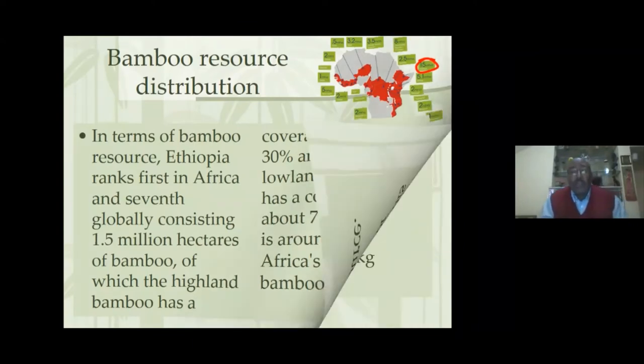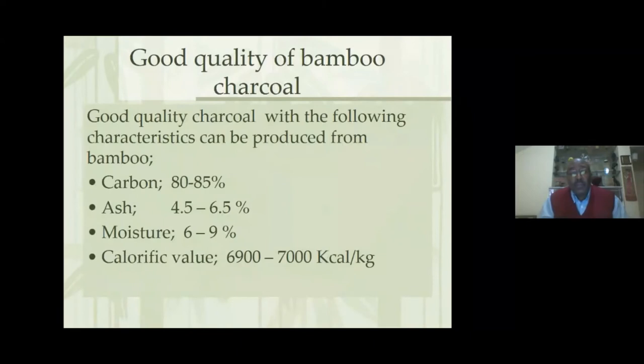Good quality bamboo charcoal. Good quality charcoal has the following characteristics when produced from bamboo. Carbon: 80 to 85%. Ash: 4.5 to 6.5%. Moisture: 6 to 9%. Calorific value: 6,900 to 7,000 kilocalories per kilogram.